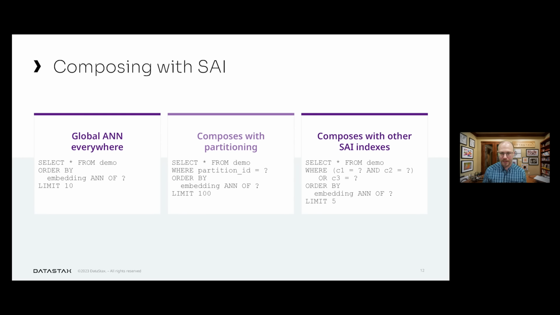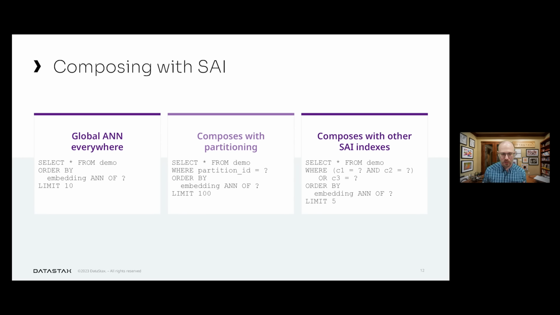The next one is that maybe the most common kind of predicate in Cassandra is I want to limit this to a single partition of data. So here I've added WHERE partition ID equals some other bind variable. And so that composes with the vector ordering that we get from our index.